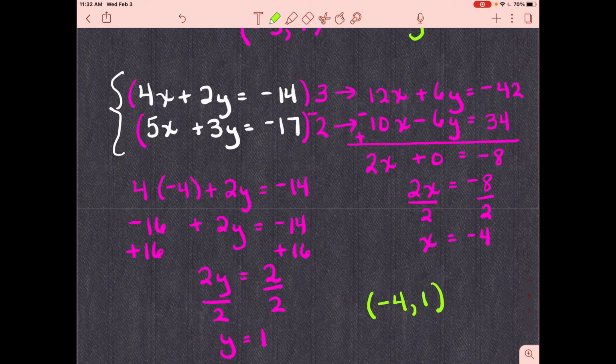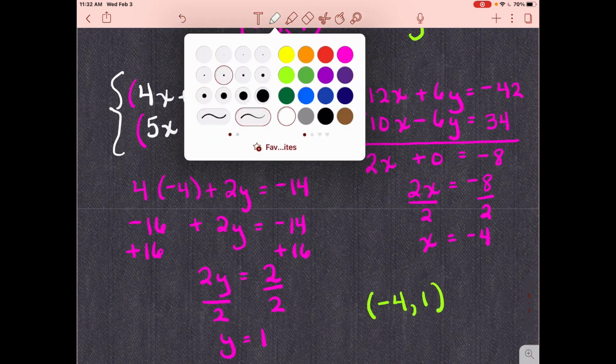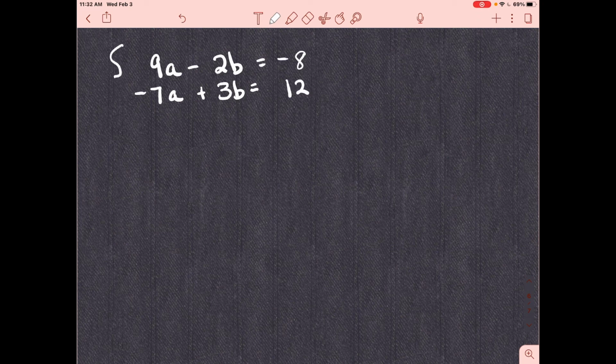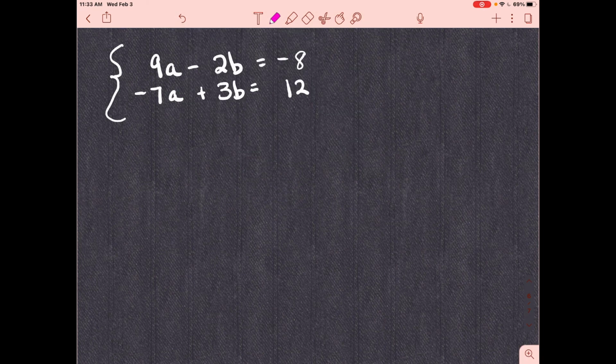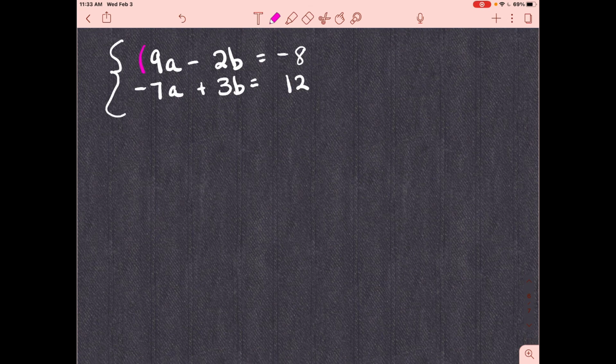Very nice. I'm going to do one more practice. 9a minus 2b equals -8, and -7a plus 3b equals 12. Go ahead and pause the video, see if you can solve it. I am going to choose to multiply the top times 3 and the bottom times 2.